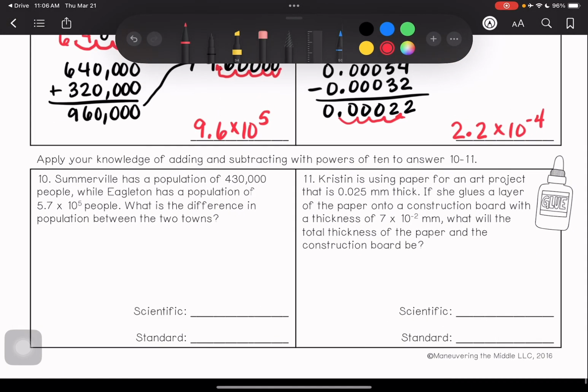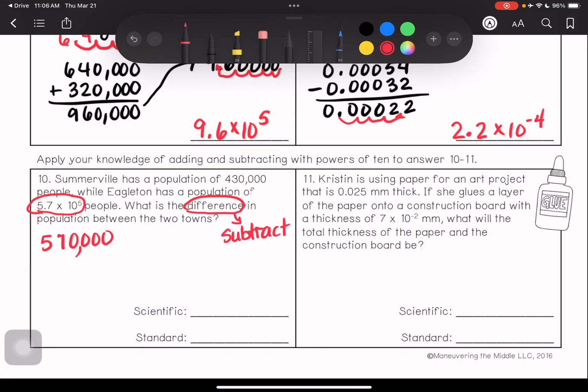And the last two problems, it says apply your knowledge of adding and subtracting with powers of 10 to answer 10 and 11. So Summersville has a population of 430,000 people, while Eagleton has a population of 5 and 7/10 times 10 to the 5th people. What's the difference in population of the two towns? The word difference means to subtract. So because it means to subtract, we're going to convert this number from scientific notation to standard form, which will be 4 more zeros added behind.